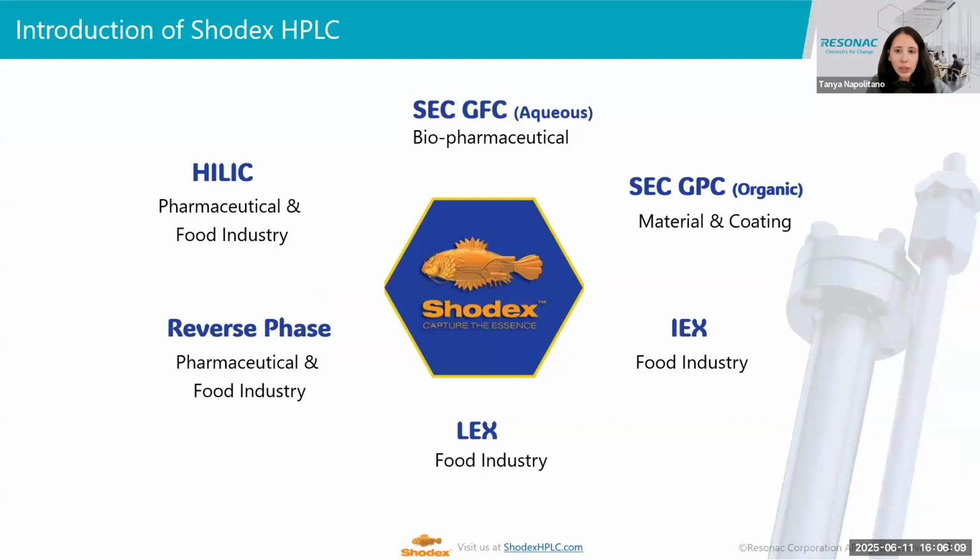And we serve a wide range of industries. So whether you're quantifying sugars in dairy, mapping peptides, or separating PFAS in water, Shodex has a column solution that can fit your needs.